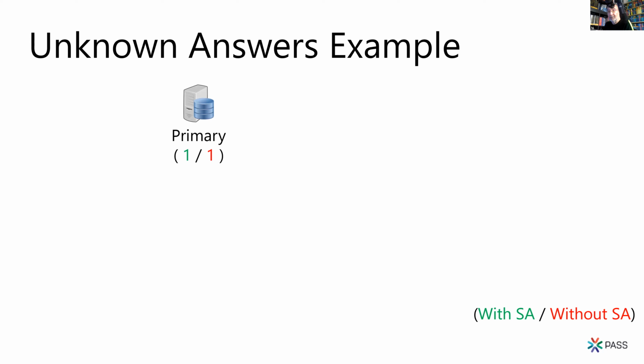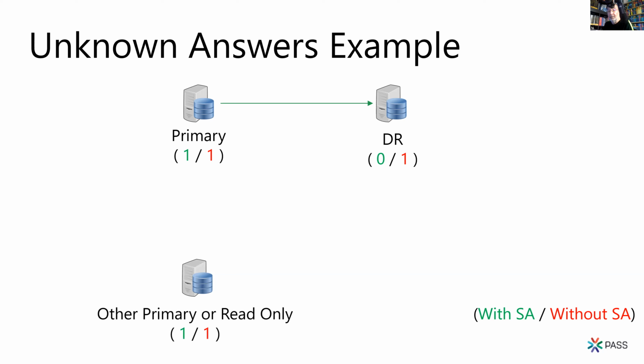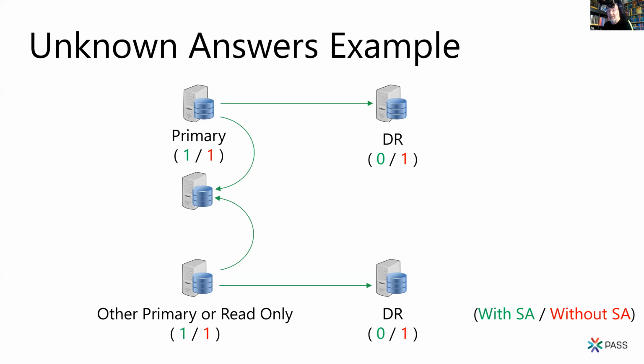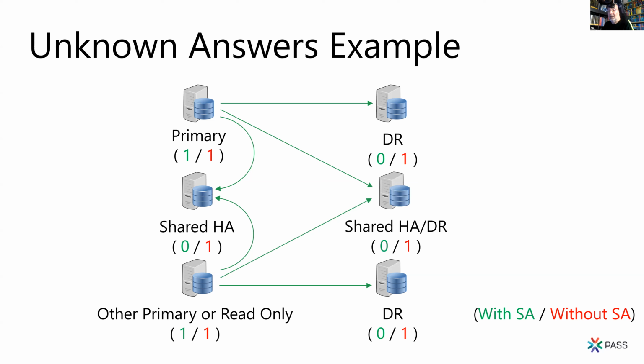And it says unknown answer example. It's no longer unknown. It's fully known now. So if you have the primary and you do DR in another data center, and then you have another primary or a read-only, and you do that DR over there, that DR is free as well. And then these two can share an AG, and the DR side can share an AG as well.